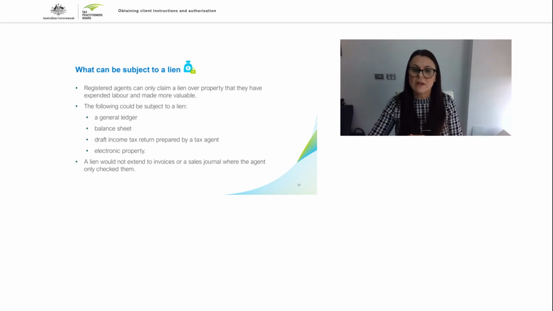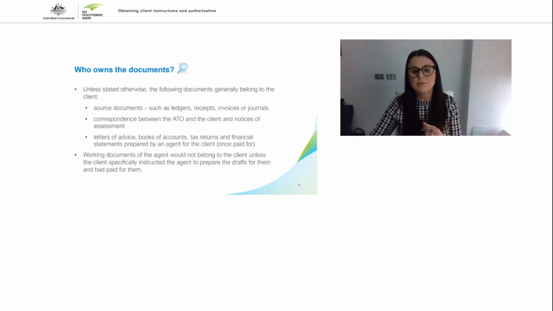So who owns the documents? As we talked about earlier, engagement letters are really important here to clarify the terms of engagement between you, the practitioner, and your client. The letter of engagement could be useful in terms of a lien, as it may encompass part or all of the agreed terms between an agent and their client, and it could also set out expressly if the agent or client owns documents and under what circumstances.